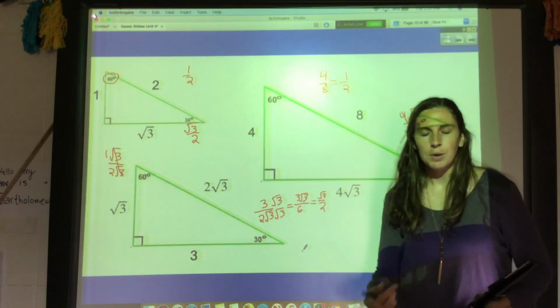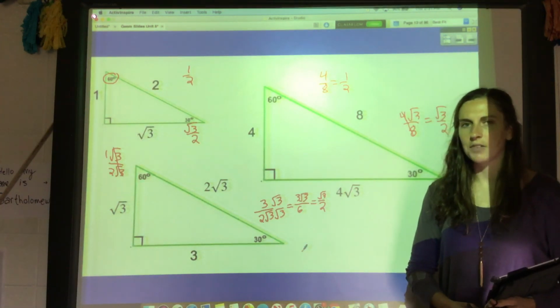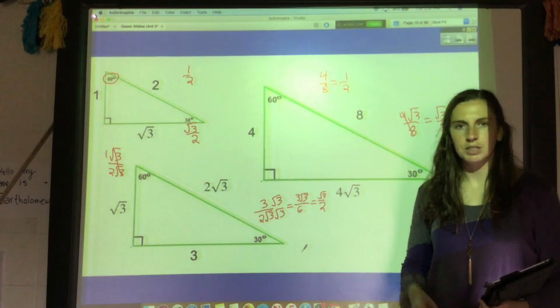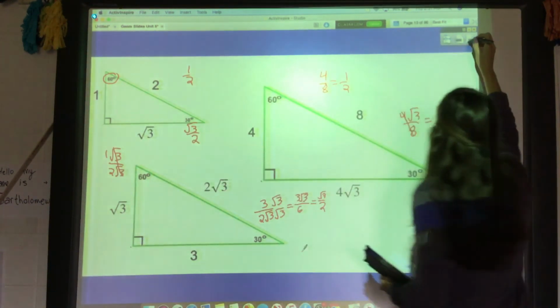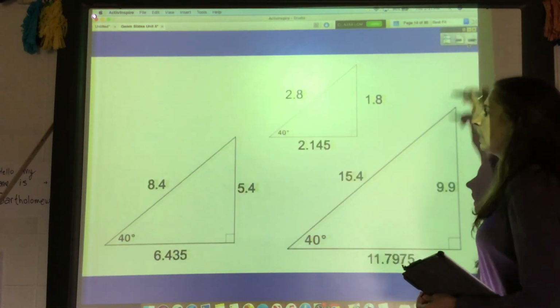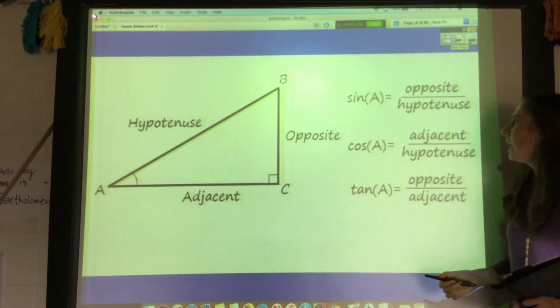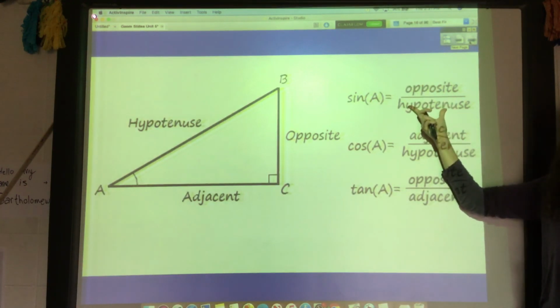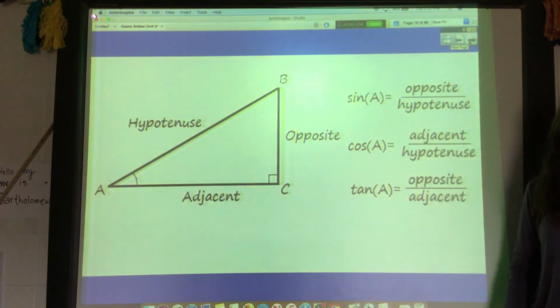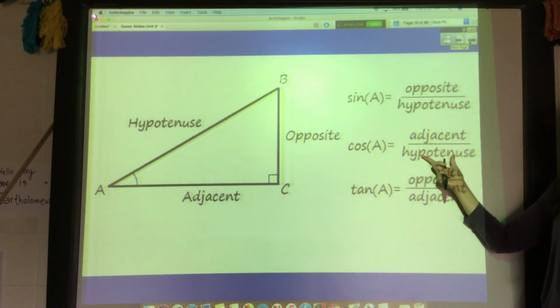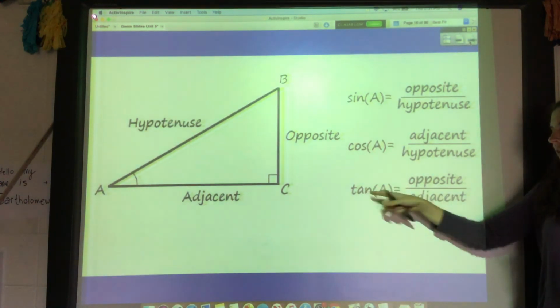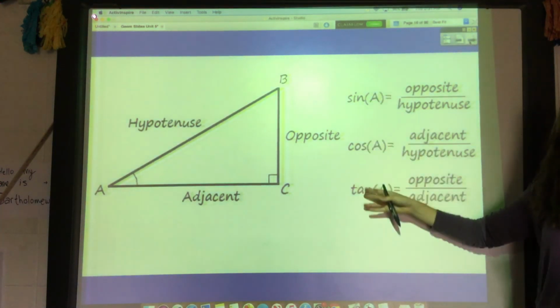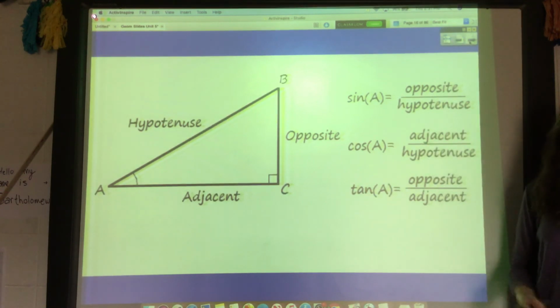So basically, what mathematicians decided is, hey, we should give this stuff a name. And so they gave names to these different combos. If you have the opposite side over the hypotenuse, we call that sine. If you have the adjacent side over the hypotenuse, we call that cosine. If you have the opposite side over the adjacent side, we call that tangent. These are literally just names for ratios in a right triangle. And they will always be the same.